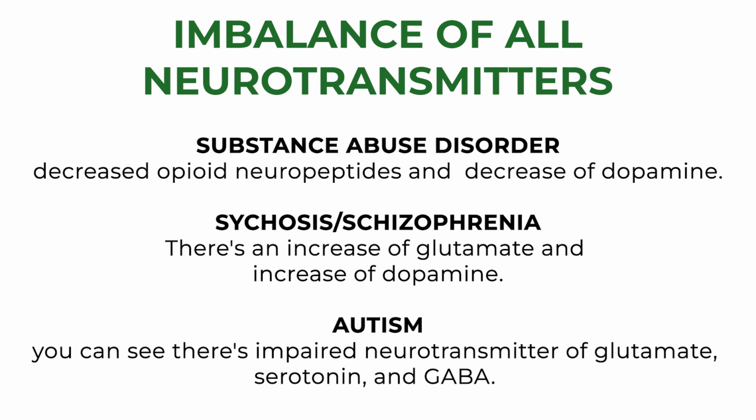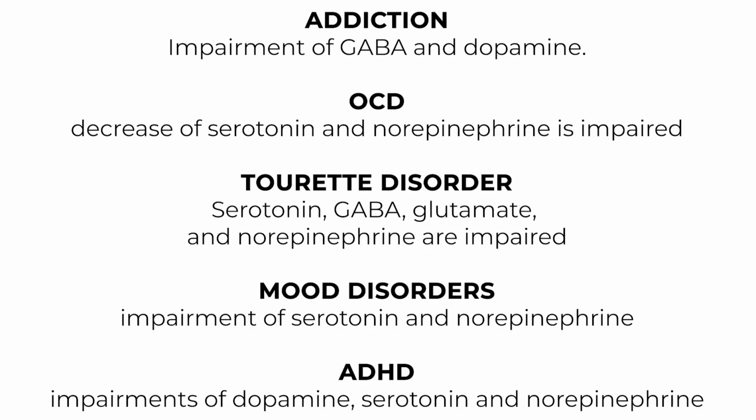In autism, patient will have impairment of their glutamate, serotonin, as well as what? GABA, an imbalance in glutamate, serotonin, and GABA. I'm very precise to use the word imbalance. Imbalance in glutamate, serotonin, and GABA. In addiction disorder, all the forms of addiction, patient has an impairment of their GABA as well as dopamine. In OCD, patient will have a decreased serotonin and norepinephrine. In OCD, obsessive compulsive disorder, a decrease in serotonin and norepinephrine.